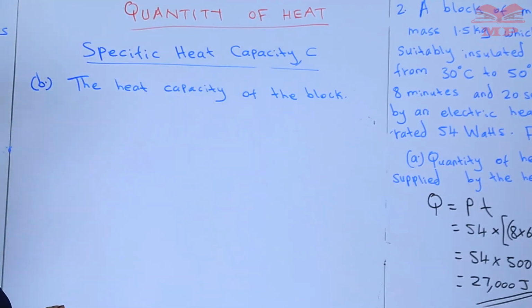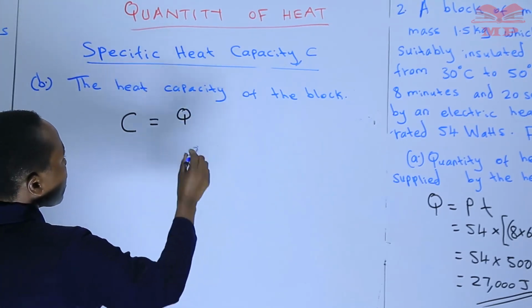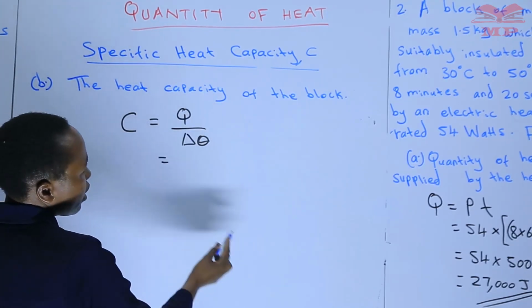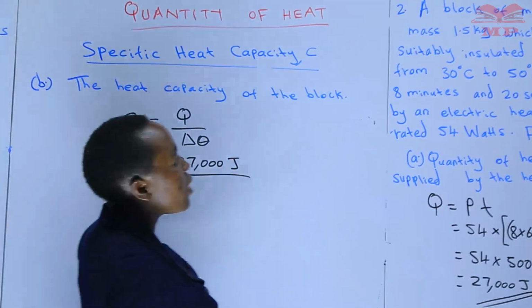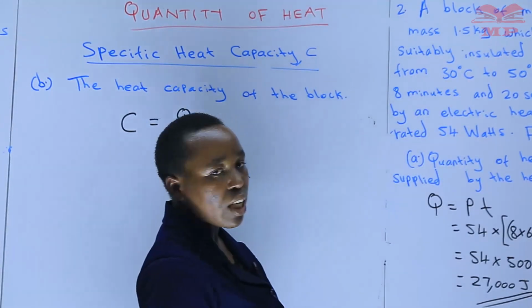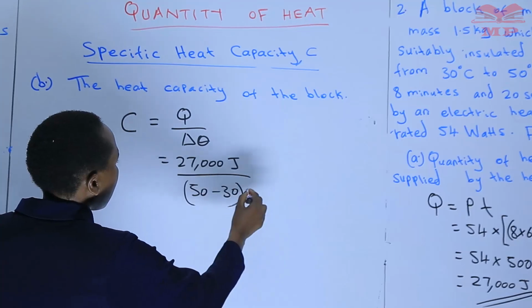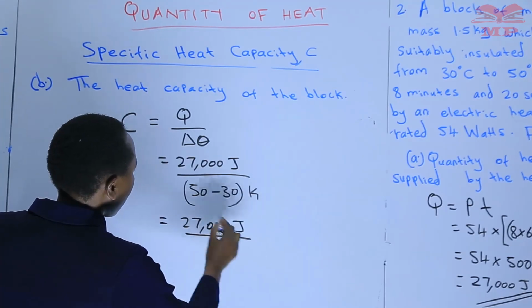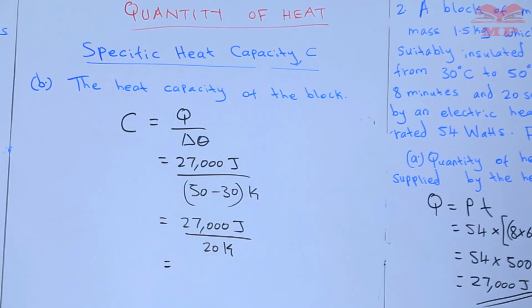So heat capacity of the block, we remember that heat capacity is given by the quantity of heat, in our case supplied, divided by the change in temperature. So our heat capacity, the heat that is being supplied, is 27,000 joules. And the change in temperature, it is being heated from 30 degrees Celsius to 50 degrees Celsius. So the change in temperature will be 50 minus 30, and these are Kelvin. So we are going to have 27,000 joules divided by 20 Kelvin.